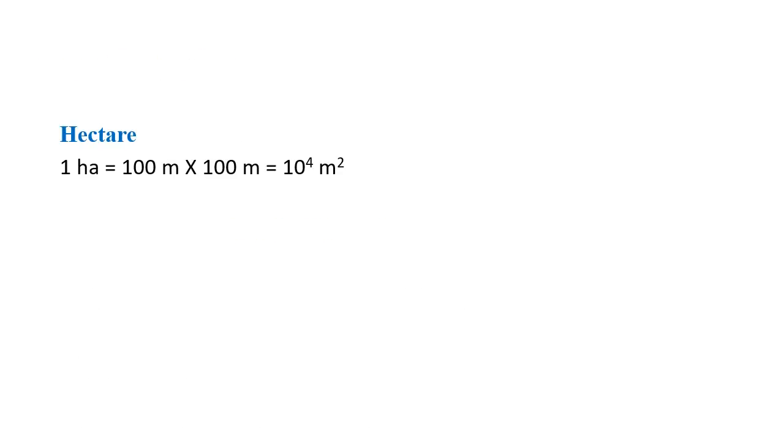A hectare is a unit of area. It is a non-international system unit, but it is an important unit. I thought just to mention it here because it's used in many countries. 1 hectare is actually 100 meters by 100 meters, so it is 10,000 meters squared. Okay, this is the definition of a hectare, 10,000 meters squared. So I thought this is important information for you.